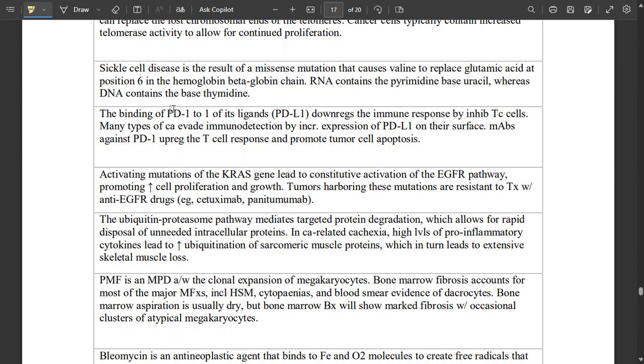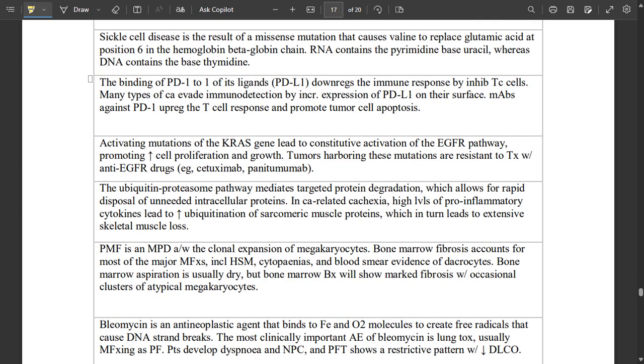All right, sickle cell disease is a result of a missense mutation that causes valine to replace glutamic acid. So glutamic acid is replaced by valine at position 6 in the hemoglobin beta globin chain. RNA contains the pyrimidine base uracil, while DNA contains thymine. So it's a very well-known fact. The binding of PD-1 to its ligand PD-L1 downregulates the immune response by inhibiting T cells.